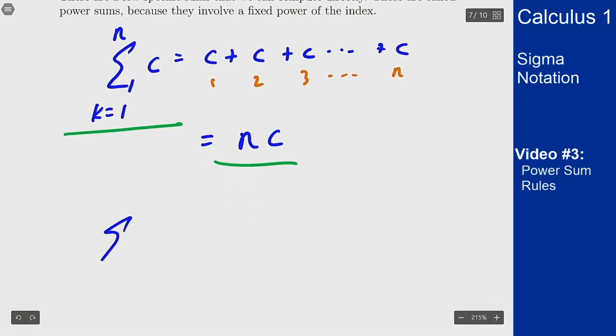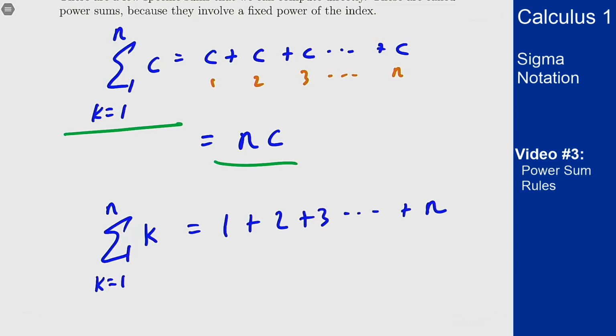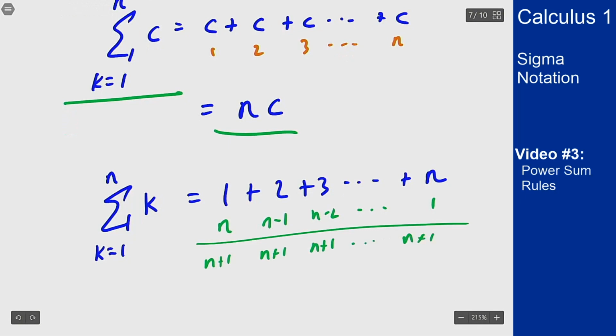If I have the sum from k equals 1 up to n of k, this is 1 plus 2 plus 3 up to n. I want to figure out what this value is. There's a trick for figuring this out. It basically involves rewriting this sum backwards and realizing that if I add vertically, I get n plus 1 in every column. Well, that's easy. That's just n times n plus 1. And when I did this, I took my sum twice, once forward, once backwards. So my answer here is this divided by 2.